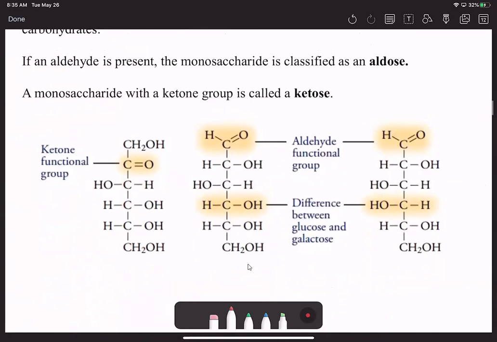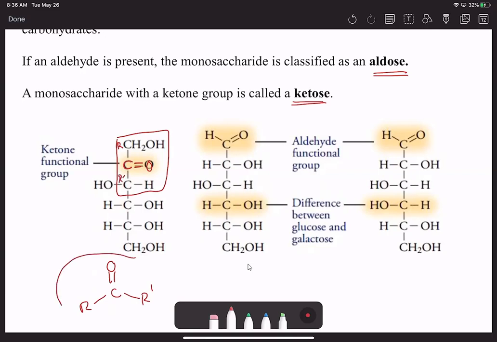Another family, so we've already talked about aldoses, right? Another family that we're going to have is what we're going to call a ketose, right? Ketoses have a ketone functional group, right? This is our ketone functional group. All right, and we can see that here. Here's our double bonded oxygen. Here's our carbonyl. This is going to be an R group, and here's another R group, right? So it does represent this ketone functional group.